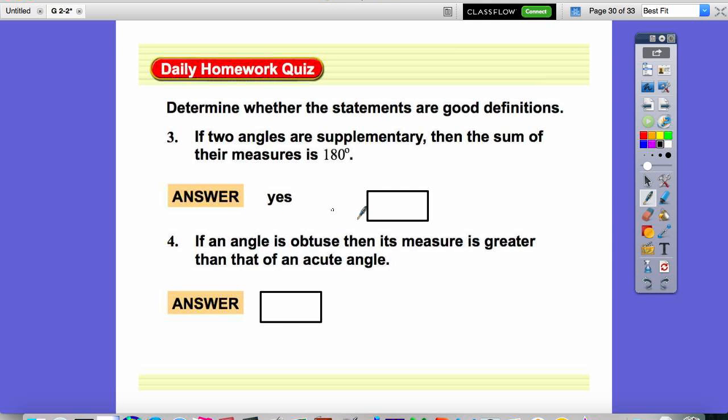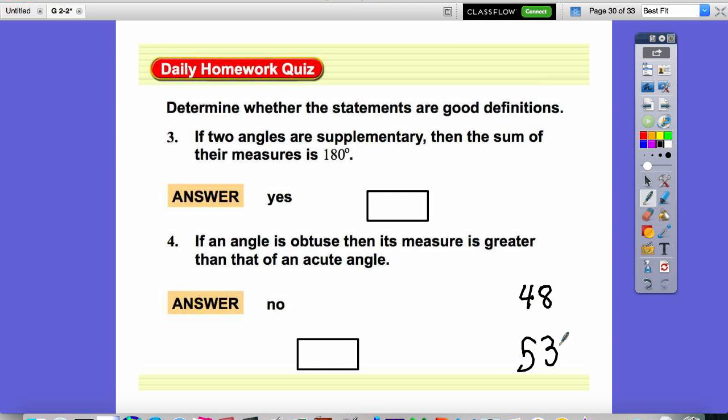If an angle is obtuse, then its measure is greater than that of an acute angle. The reason that's not true is because you could have an angle that measures greater than an acute angle, but is still not obtuse. So for instance, if you have one angle that's 48 degrees and another that's 53, 53 is greater than 48, but it's still not obtuse. So that's a poor definition.